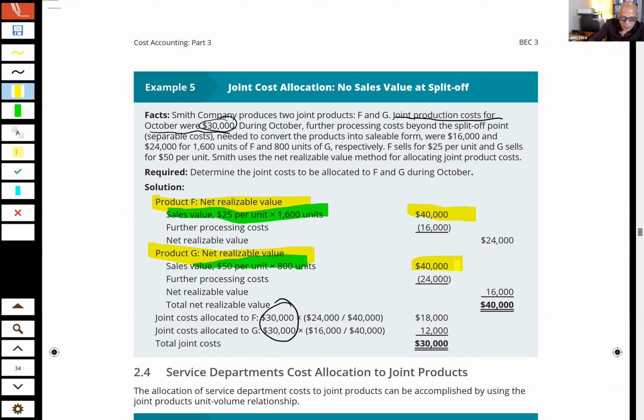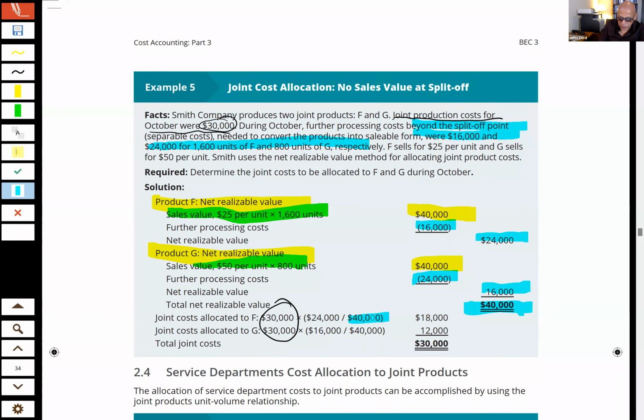And then they tell me the cost needed to convert the products into saleable form, because we're not going to be able to sell them for 40,000 yet. It's later that we can sell them, at 16,000 and 24,000 for product F and G respectively. This is beyond the split off. So 16,000 for F, 24,000 for G. That means they have a net realizable value after we continue to process them of 24 and 16 respectively. This annoying 40,000 comes up again. It's not the same 40,000. That's the total of the net realizable value.